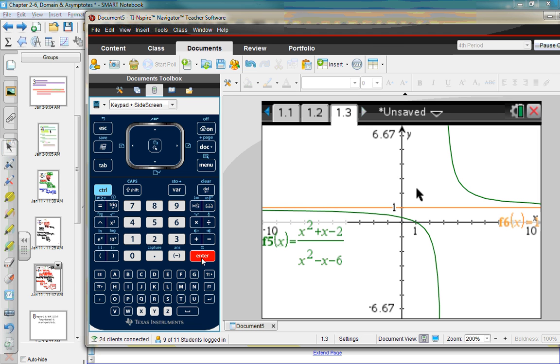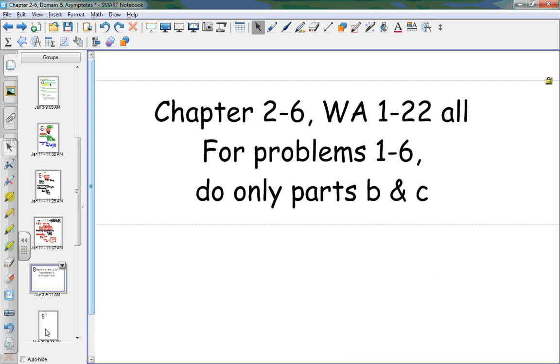Okay. Tonight's homework is 1 through 22, all problems 1 through 6. What do I want you to do? I only want you to do B and C. I don't care about the table of values. So I want everybody to get their books open to page 149. You want us to record the holes? You want us to put down where the holes are? Well, you have to put down where the holes are because that's the domain, right?